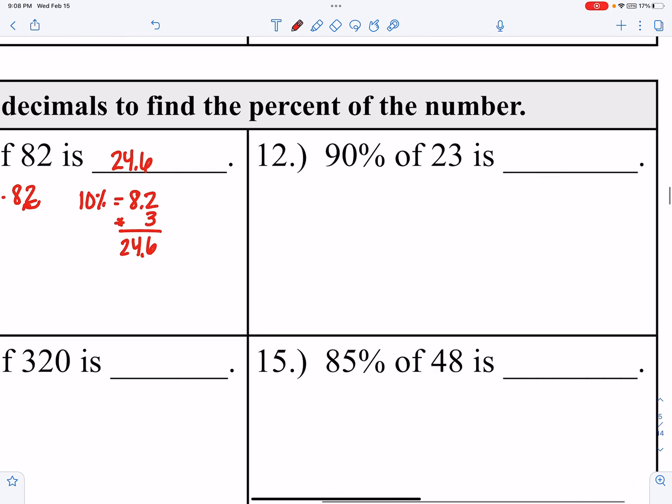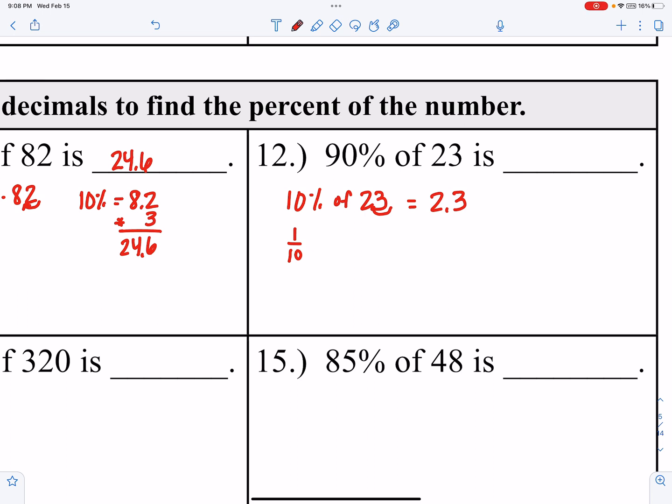So this is a great way to do mental math when you're dealing with percents that are multiples of 10. So now I have 90%. Again, let's focus on what 10% of 23 is. We know that that's just meaning 1/10, which is dividing by 10, moving the decimal. And so 10% of 23 is 2.3. We have 90 of those.